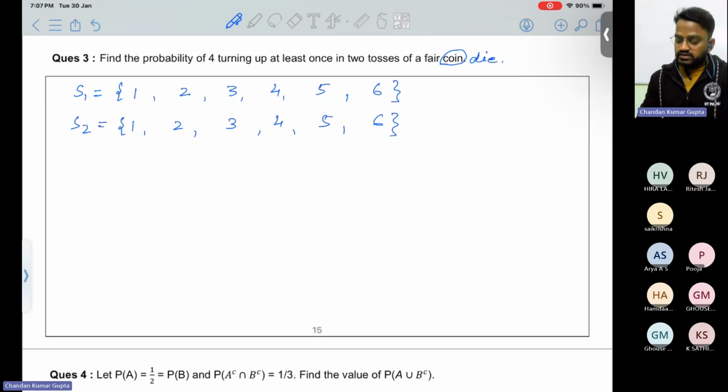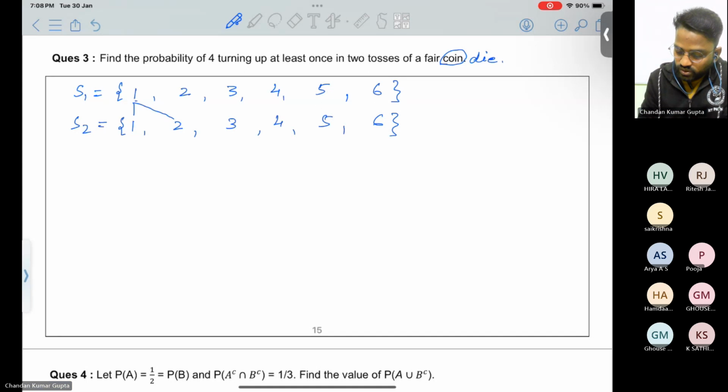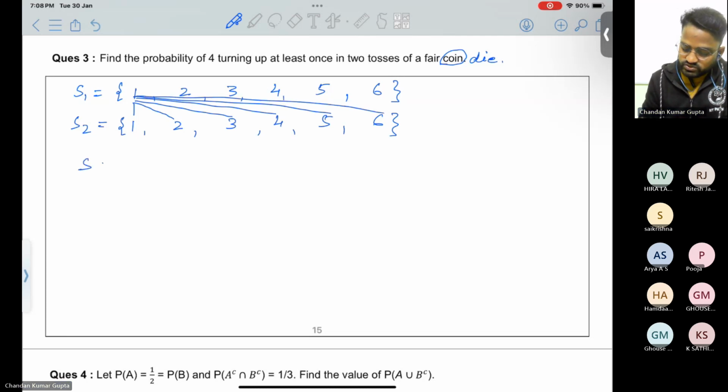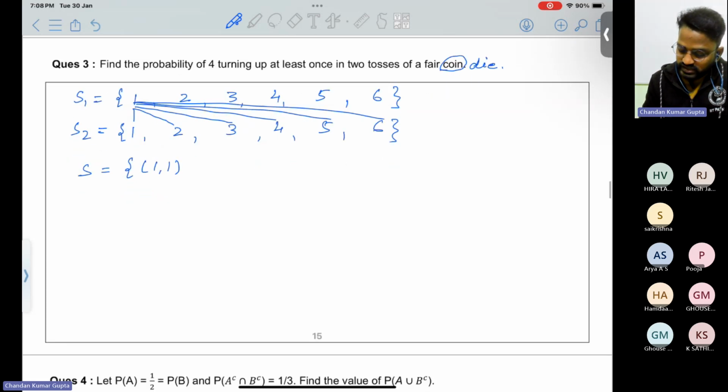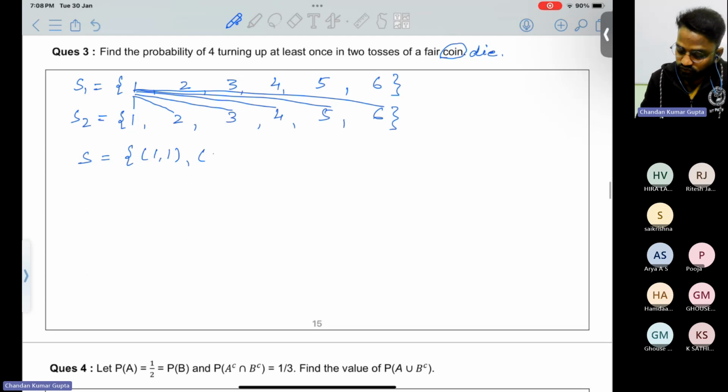Like in throwing the die twice, we get either 1 1 or 1 2 or 1 3 or 1 4 or 1 5 or 1 6. So our sample space looks like this. In the first row we get 1 and in the second row we get 1. In the first row we get 1 and in the second row we get 2. In the first row we get 1 and in the second row we get 3, and so on, up to 1 and 6.